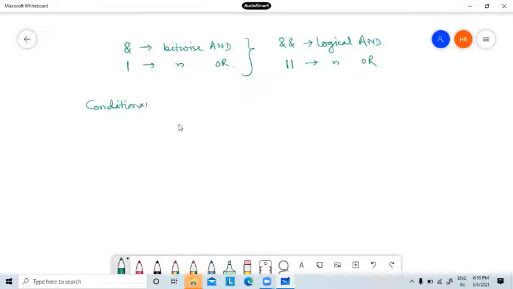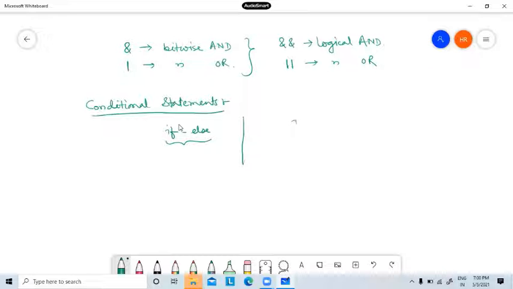Conditional statement. Now generally, these conditional statements are written with the help of if and else. There is another type which is called switch case, but most of the conditional statements are written using if else. So what is the syntax of this?